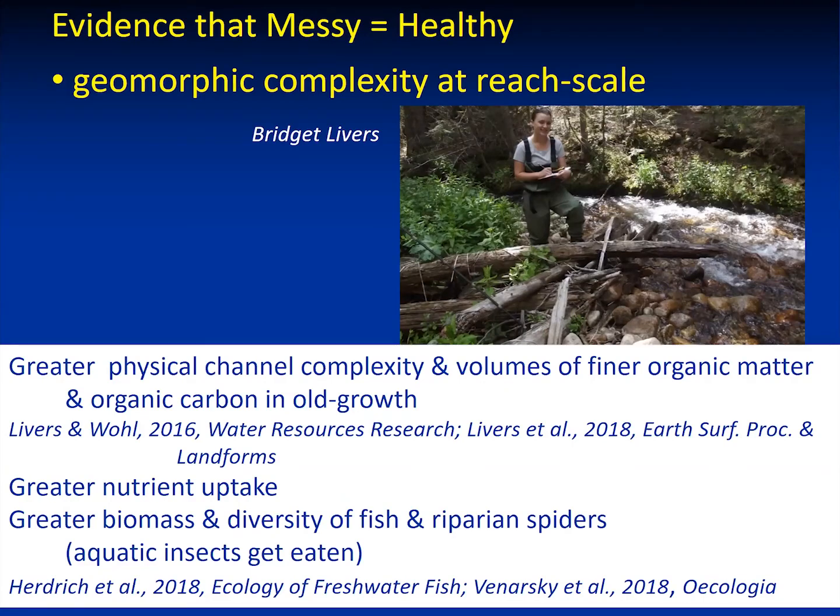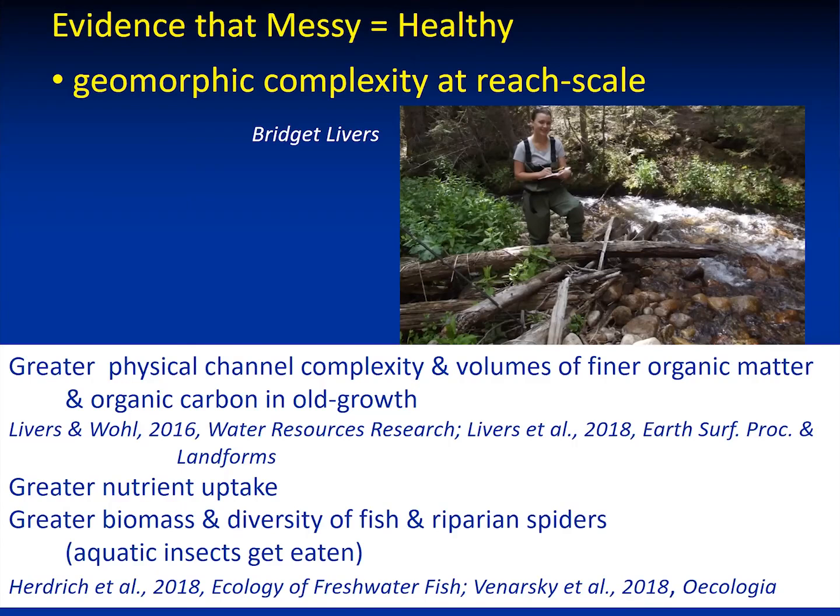There's also a lot more fine organic matter, which is about half carbon, stored in the channels in those areas. And our colleagues who were looking at the biogeochemistry and biota found that there's a greater nutrient uptake, particularly of nitrogen, and there's a greater biomass and diversity of the predators of aquatic insects, so fish and riparian spiders. There are lots of aquatic insects being produced, but they get eaten pretty quickly.